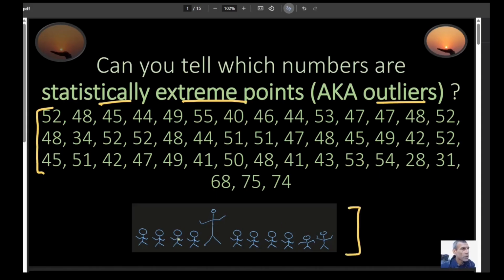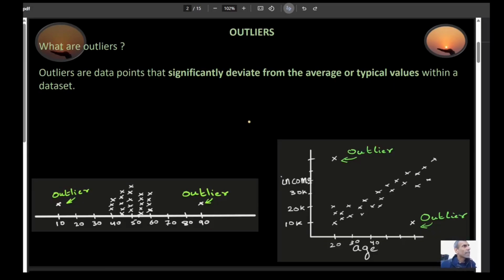How about this one right here? I tell you, you have this group of people over here, and you have to find an extreme point. You have to find a person over here that does not belong here. Well, that's easy. You can just look at this guy and say, okay, that's an outlier. So, this is your outlier right here. So, what exactly is an outlier?